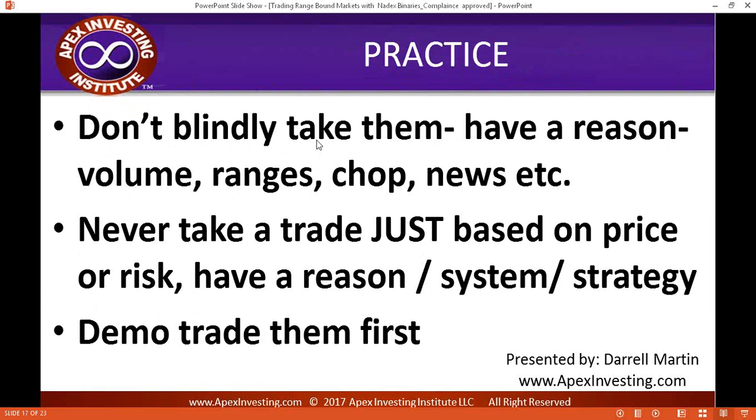Make sure that you're calling it right. Make sure you're reading the market right. Make sure you're getting the right strikes. Demo trade that until you're profitable in demo and hop on over to live.